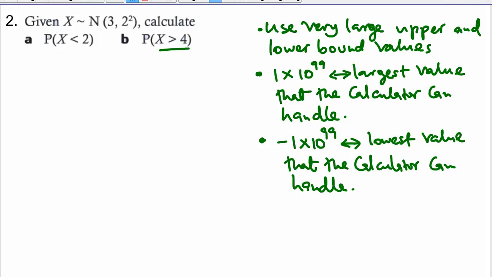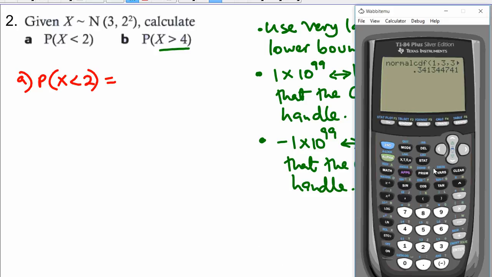Great. Now that we know that, we can go ahead and find the probabilities of these. Let me start with the first one: the probability that x is less than 2. Remember, these are cumulative probabilities. This is a continuous random variable. So go and find where normal CDF is. That's what we need. Our mean is 3.